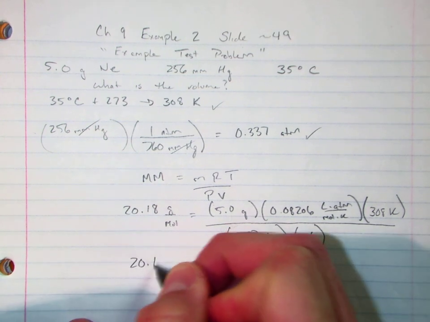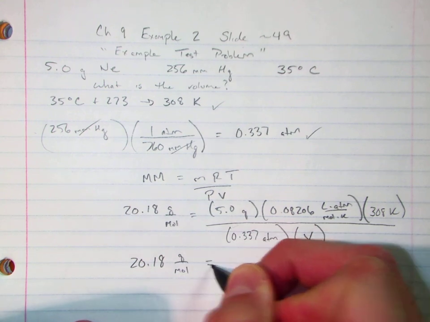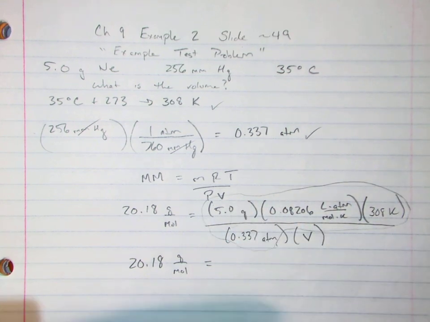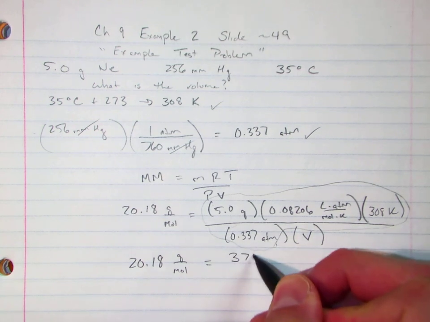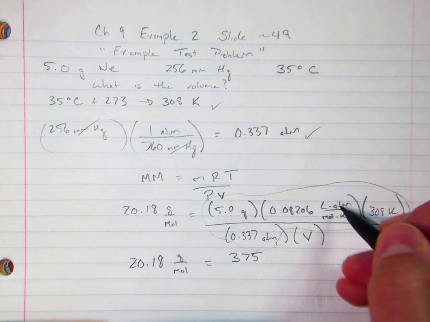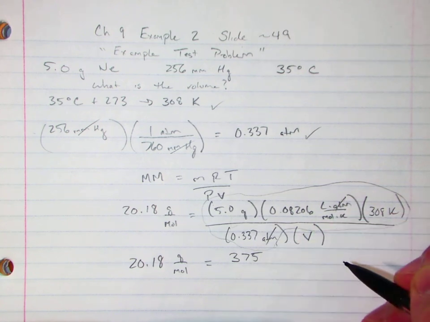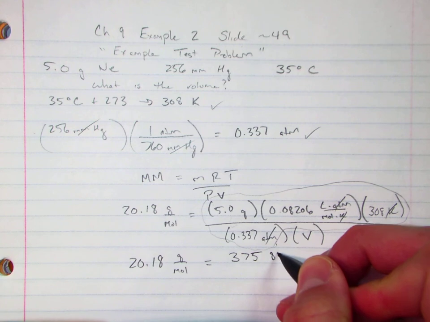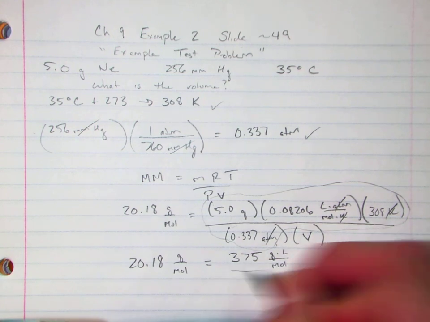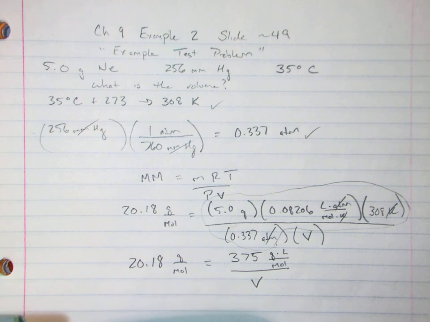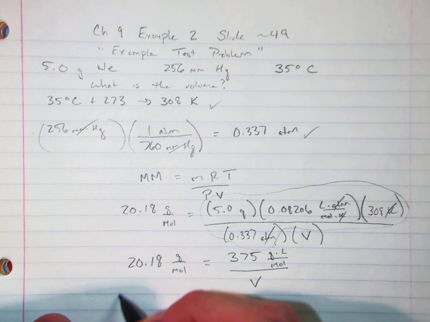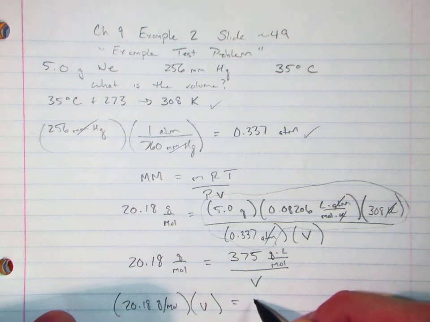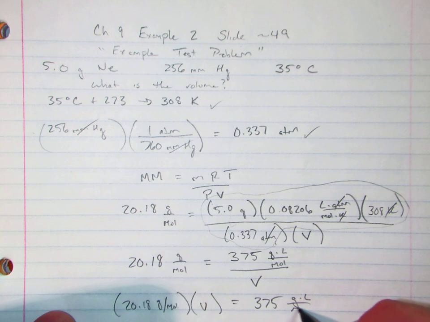So when I do that, 20.18 grams over mole, I come over here, I've combined these four quantities here, and that gave me 375. And if I look at my units, atmospheres have canceled one another out, Kelvin have canceled one another out, so I'm left with 375 grams times liters over mole over my V. So now I'm going to bring that V over here. 20.18 grams per mole times V is equal to 375, grams times liter over mole.